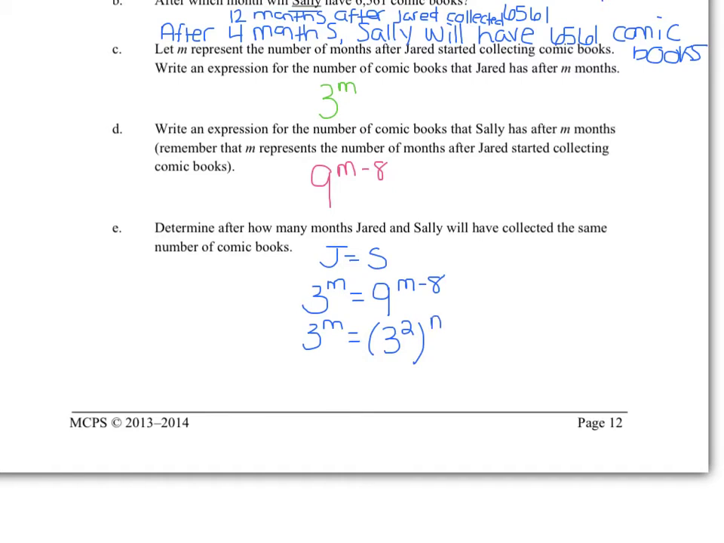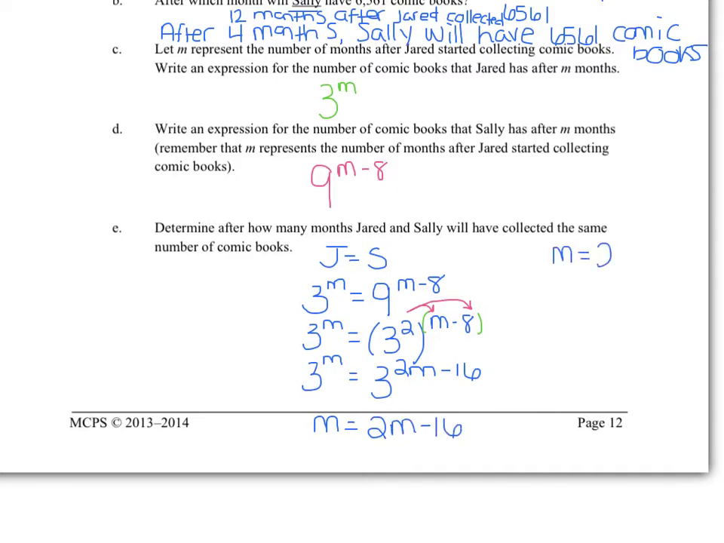So 3 squared to the power of m minus 8 is the same thing as 9 to the power of m minus 8. And I'm going to put parentheses around this so that I remember that I have to distribute my power to both terms. So we have 3 to the power of m equals 3 to the power of 2 times m, which is 2m, and then 2 times negative 8, which is negative 16. Once I have the same base, there's a property of exponents that says that if you have the same base on both sides of an equation, then their exponents must be equal. So m must equal 2m minus 16.